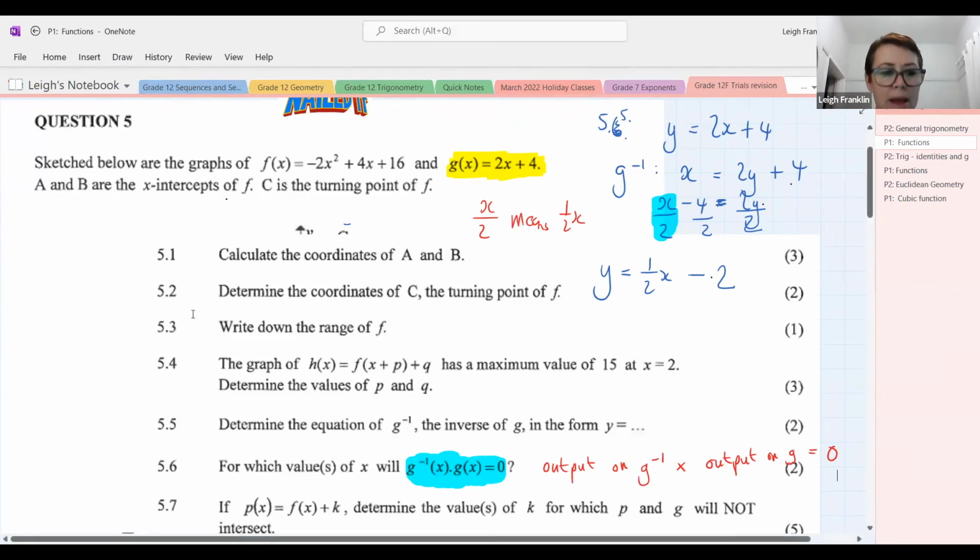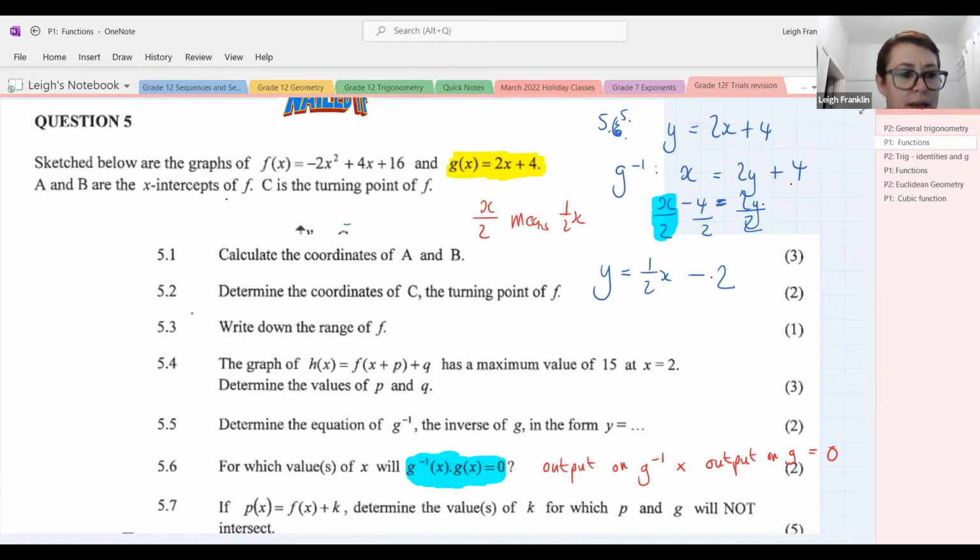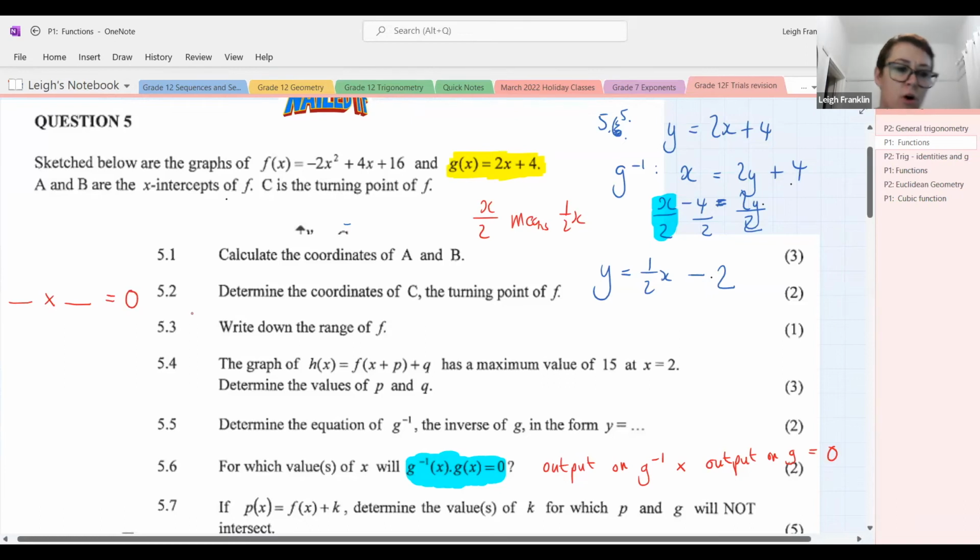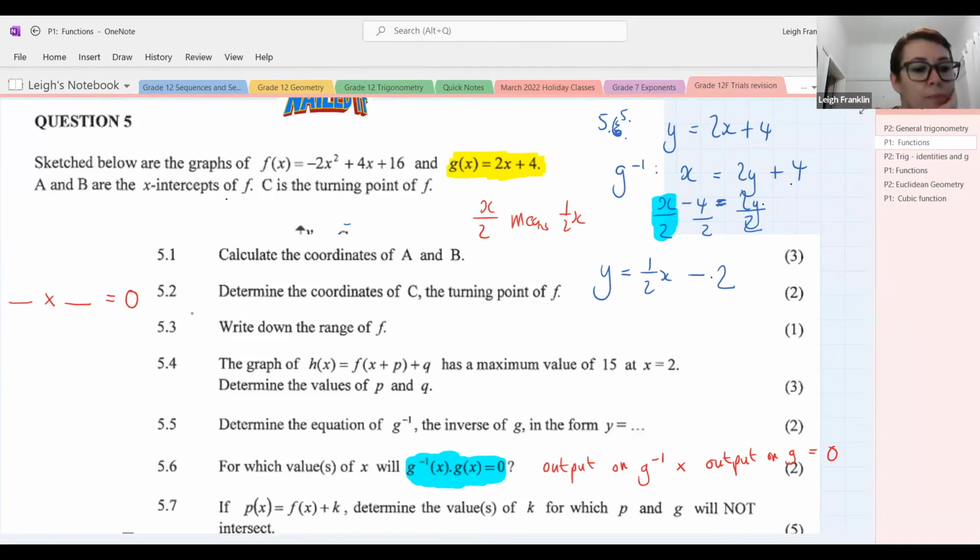In maths, if we're multiplying two numbers together, a number times another number, and we get 0 as an answer, either the first number has to be 0, or the second number has to be 0, doesn't it, for us to get 0 as an answer. So either the output on g to the minus 1 has got to be 0, or the output on g has to be 0.